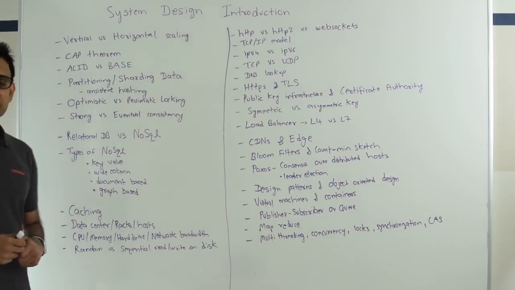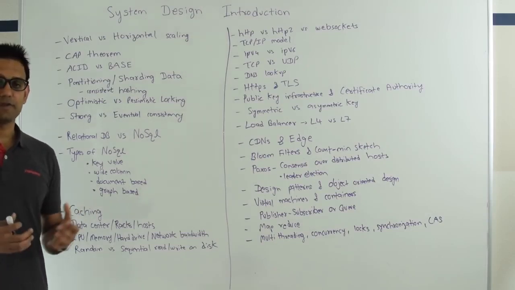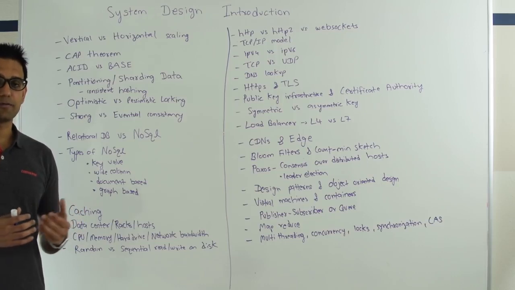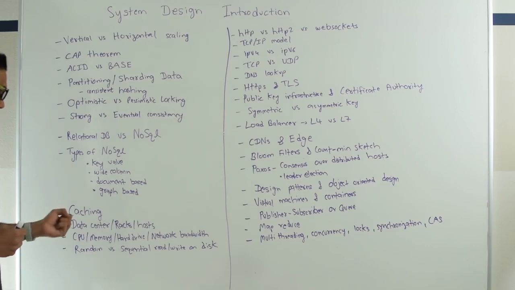Caching is used to speed up your requests. If you know that some data is going to be accessed more frequently, then store it in the cache so that it can be accessed quickly. Caching is of two types.